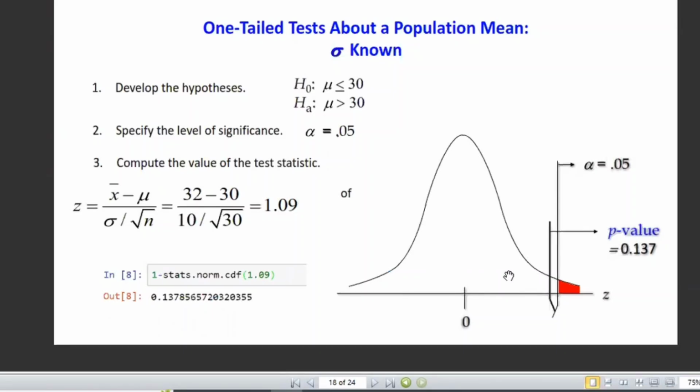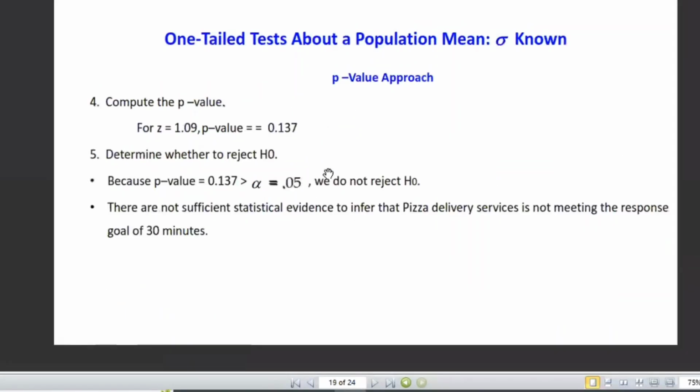What is the fifth step? Based on the p value, you are going to accept or reject the null hypothesis. I have computed the p value as 0.137. Since the p value is greater than alpha, we are not going to reject the null hypothesis. Do not reject the null hypothesis. Clear? Done? Any questions?